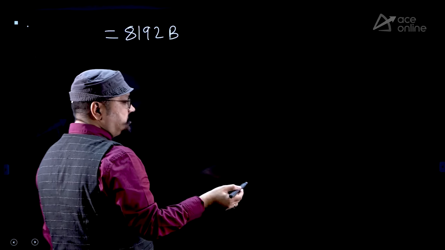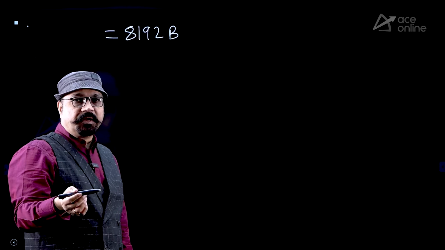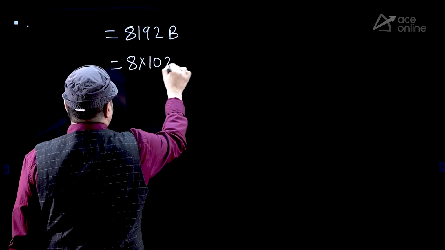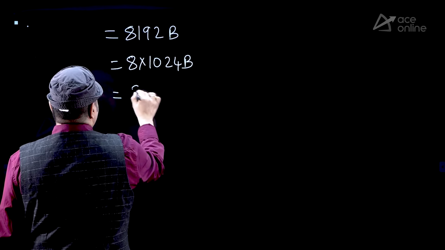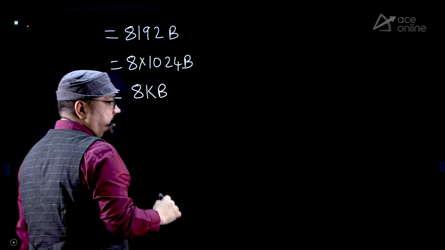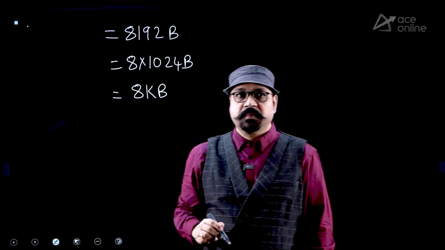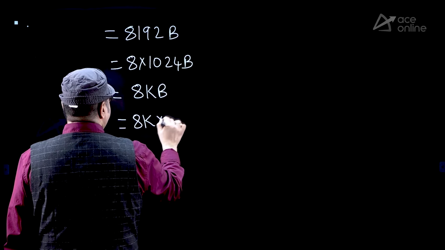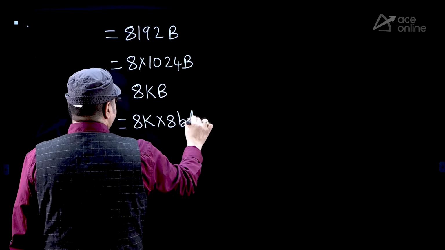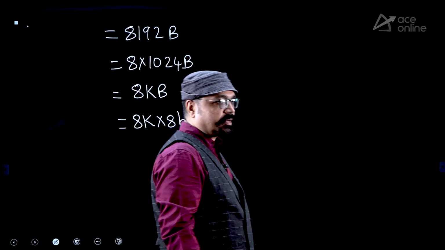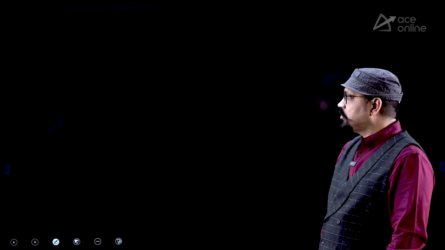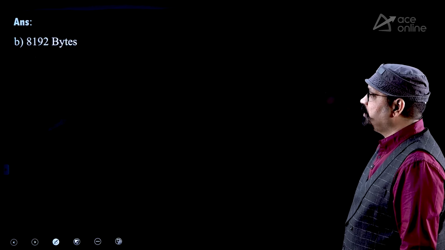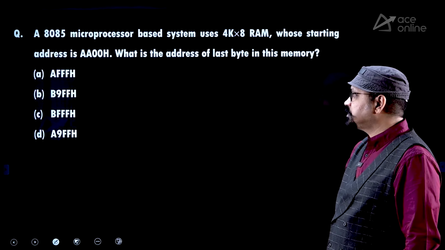Or in terms of kilobytes also it can be given. What is 1 kilobyte? 1 kilobyte is 1024 bytes. So 8 into 1024 bytes. You can also write it like this: 8 KB, 8 kilobytes. 1 kilo is nothing but 1024 bytes, right? So you can also write it as 8K by 8 bits. In different ways this can be mentioned to you, right? Okay. So the answer is 8192 bytes. Please read the next question, try to understand.